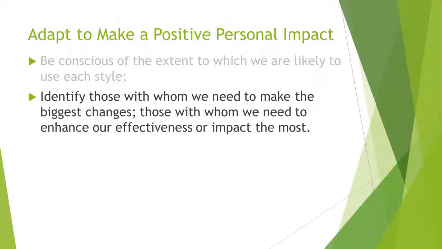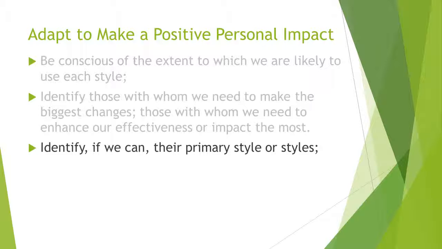Secondly, identify those with whom we need to make the biggest change, those with whom we need to enhance our effectiveness or impact the most. And then, identify if we can their primary style or styles. For example, ask ourselves questions such as, what do they tend to speak about most, task or people? How do they tend to communicate most, proactively, assertively and openly? Or merely responsively, reflectively, quietly and succinctly?